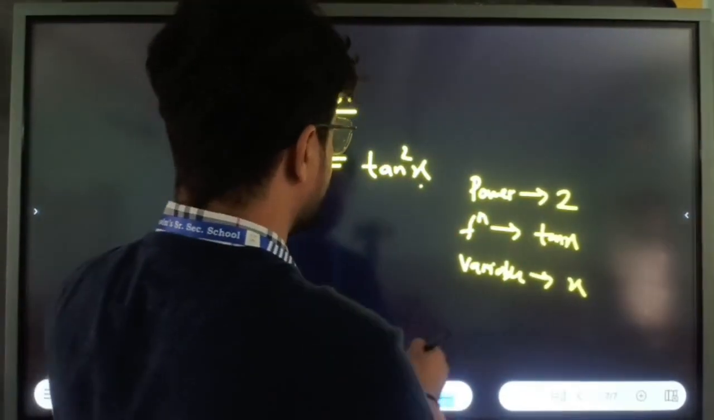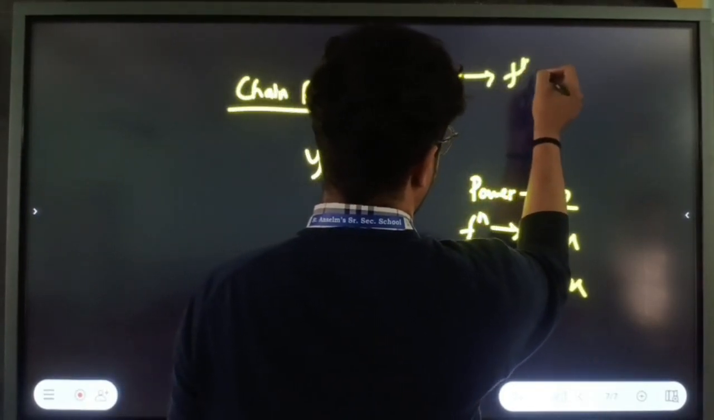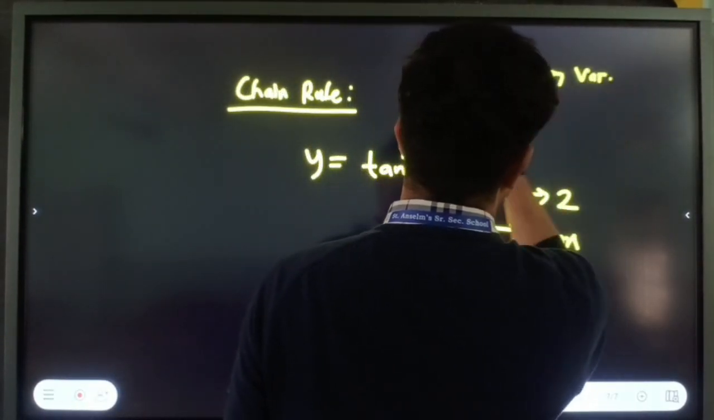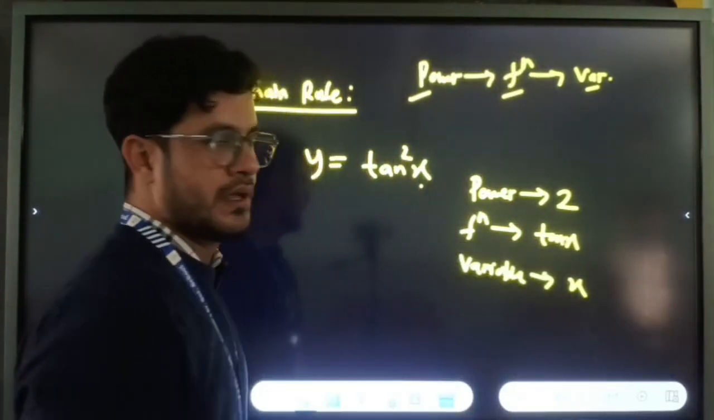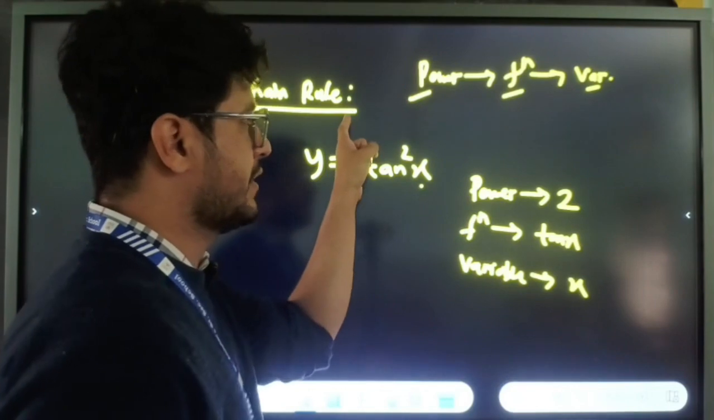So under this rule, as I said, we follow the sequence power, function and variable. Okay, so we'll follow this sequence. इसका मतलब ये है कि हम पहले power का derivative करेंगे, then function, then variable.